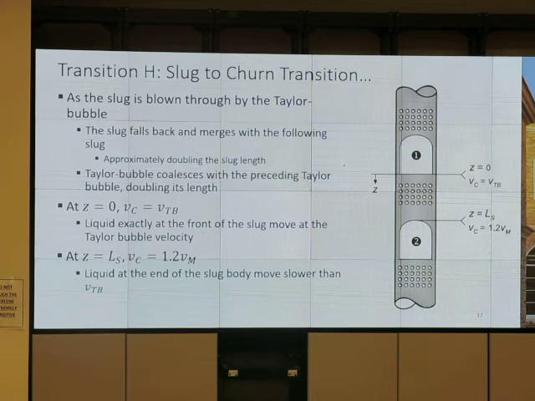So this part we talked about a little bit, right? The z direction is downward. Z equal to 0, velocity is VTB. Why is that? VC, the center line velocity, equal to VTB. Why is that?